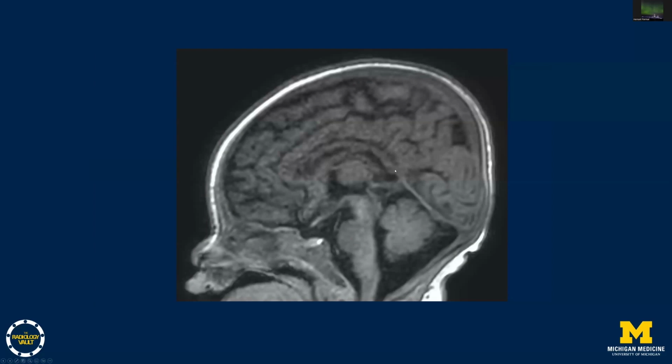This is the sagittal image of the same patient. The corpus callosum is well formed, but there is no T1 bright signal because there is no myelination. And then we will see how this thing changes when it is complete.